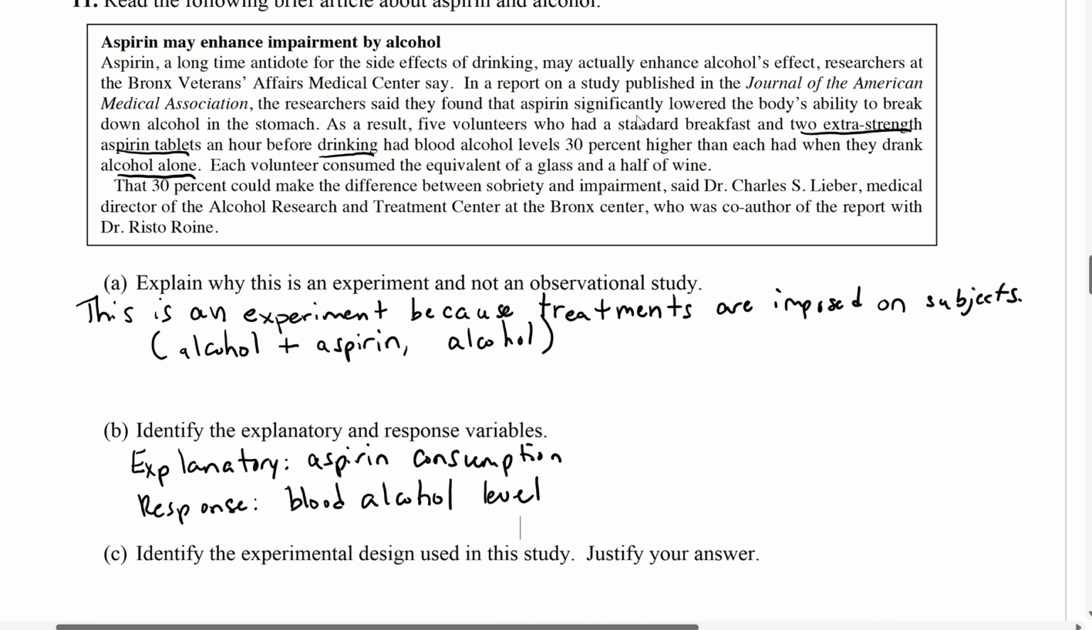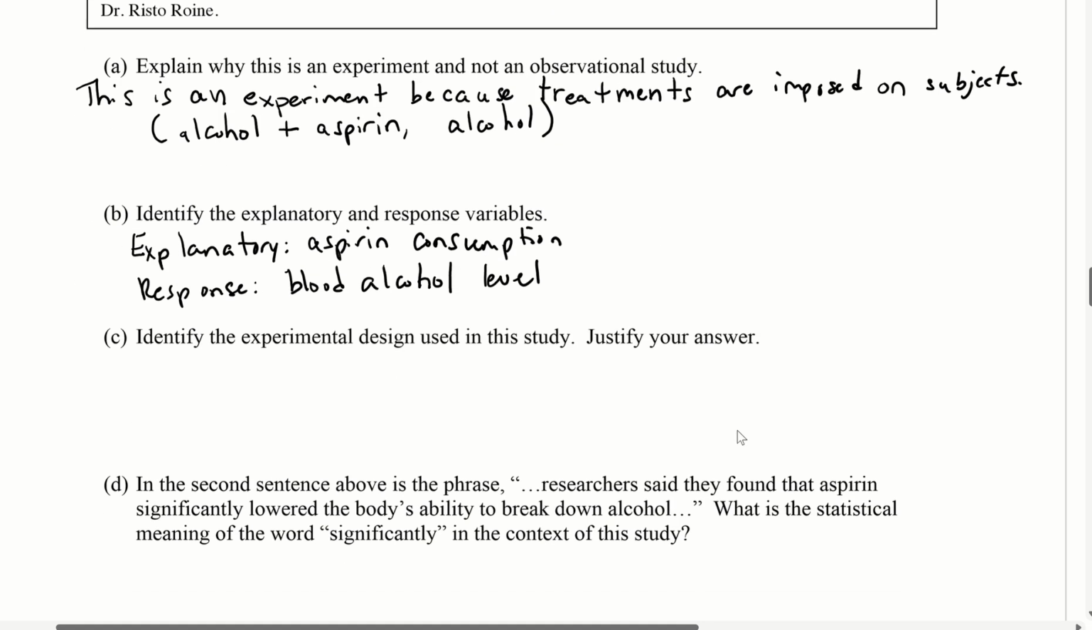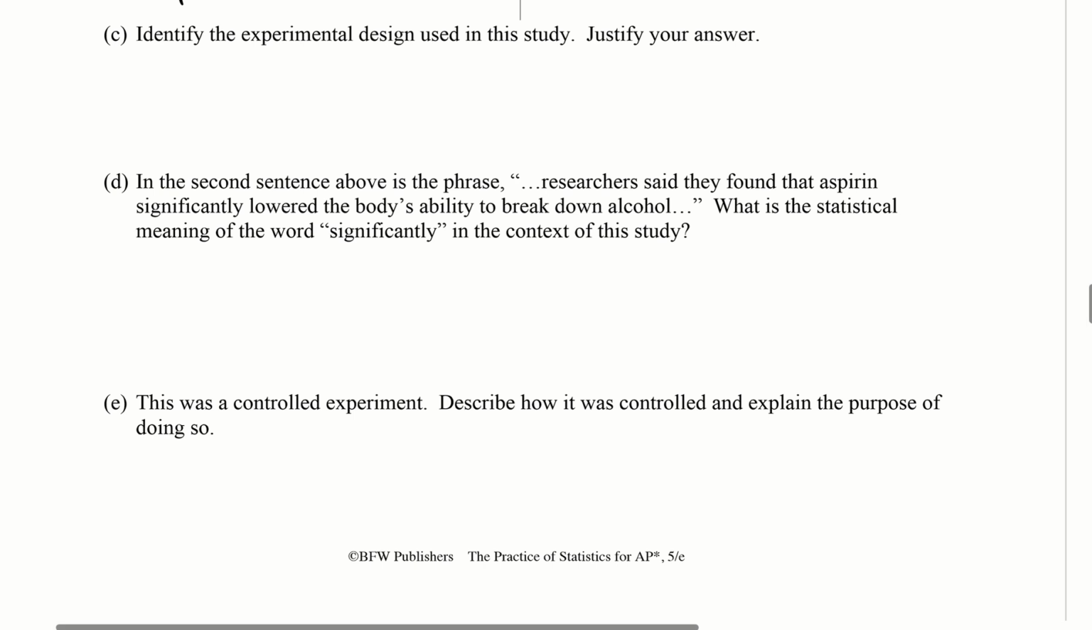So it says that they took 5 volunteers who had a standard breakfast. They took aspirin before drinking, and then it says they drank alcohol alone, right? Each volunteer consumed the equivalent of a glass and a half of wine. They looked at their alcohol levels before and then when they drank. So they're comparing the same volunteers, right? It's the same person being involved in the study, before and after.